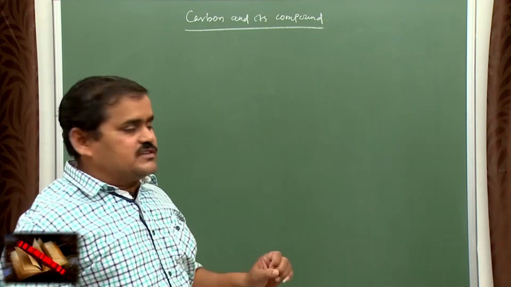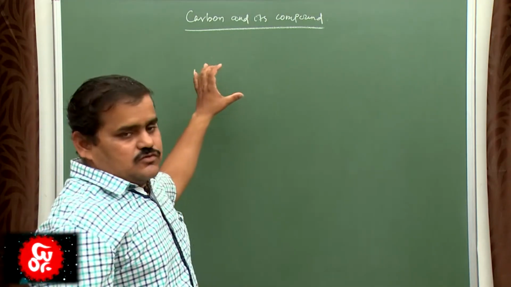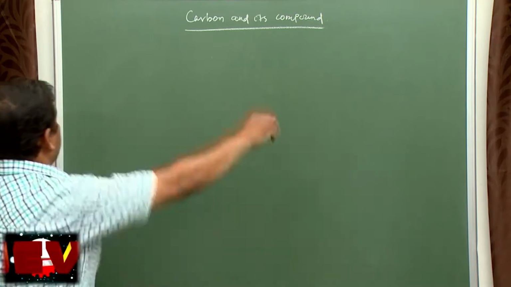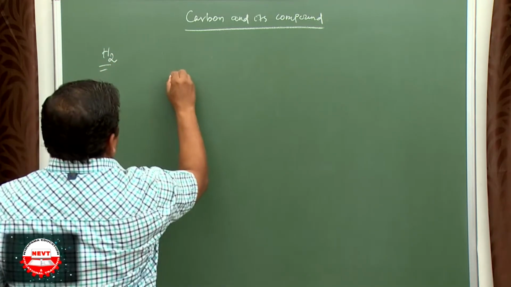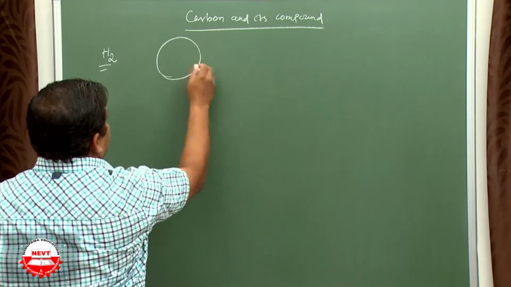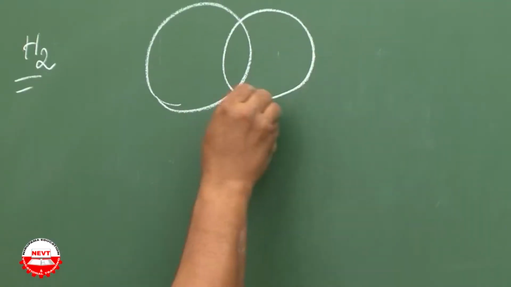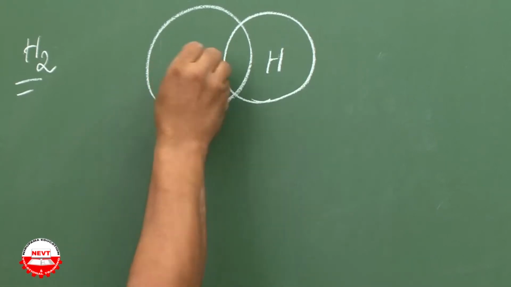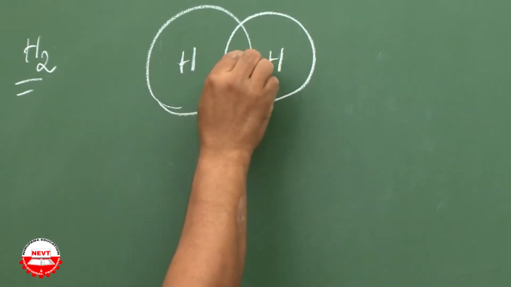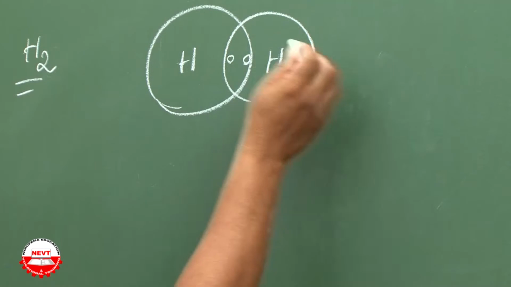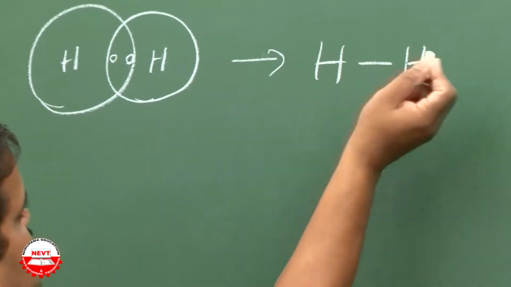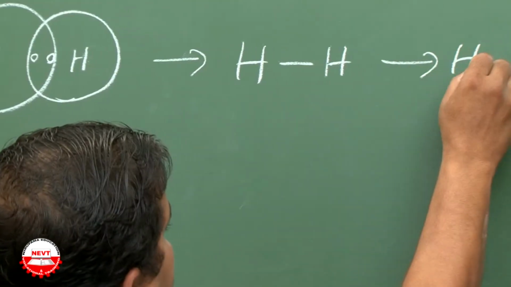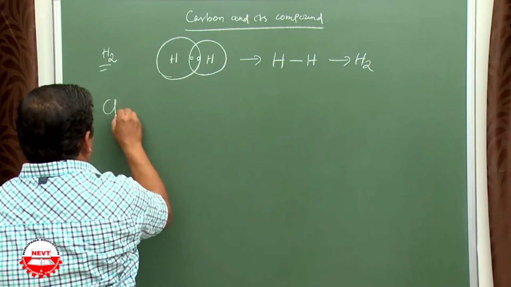Let me explain some formation of covalent compounds. This question may come in your exam. Formation of H2. You know that hydrogen has one electron. So two hydrogen atoms like this. This hydrogen electron is here, this hydrogen electron is here. That means hydrogen forms a single bond with another hydrogen. That means they form H2.